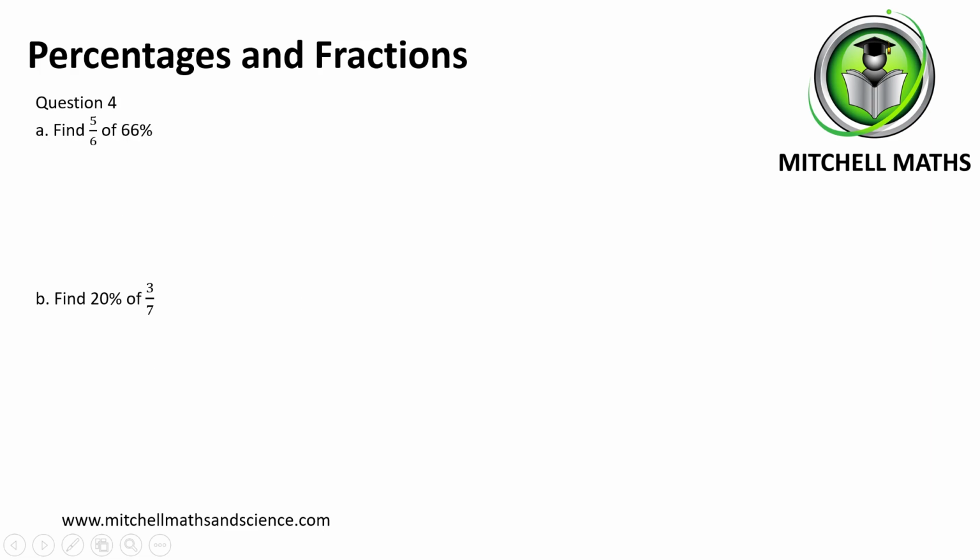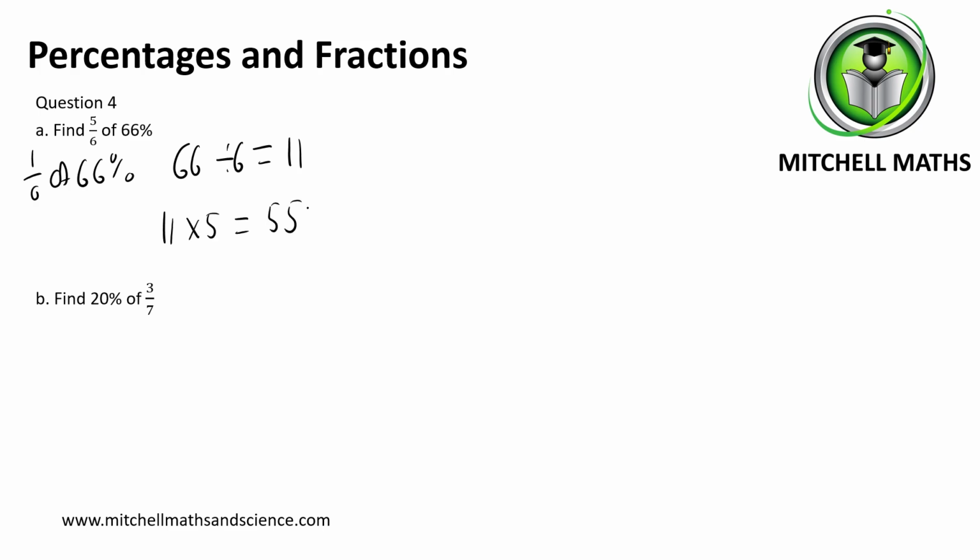And finally, for the last part, we're going to have a look at how to find a fraction of a percentage and how to find a percentage of a fraction. So first of all, let's find 5/6 of 66%. First, we're going to find a sixth of 66%. And to find a sixth of something, we need to split it into 6 parts. So we're going to divide it by 6. And 66 divided by 6 is 11. And if we want to have 5/6 of that, we need to times 1/6 by 5. So it'll be 11 times 5, which will be 55%.